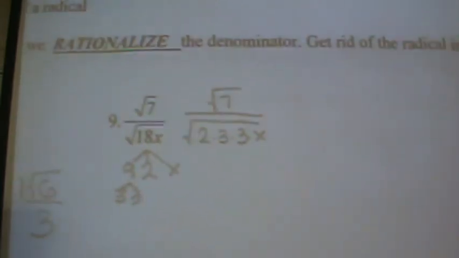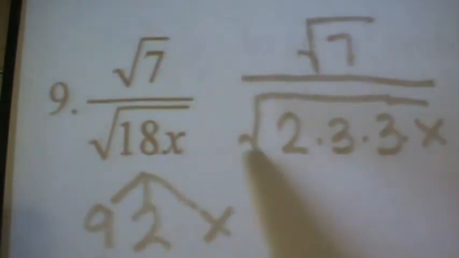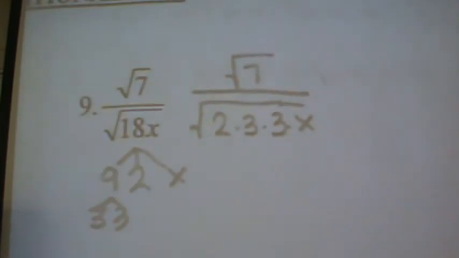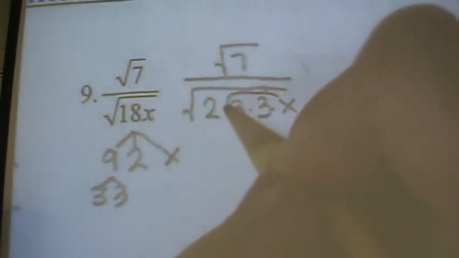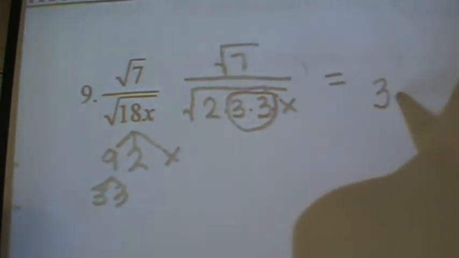So, with that in mind, back to this problem, let's go back to what we were doing. We took 18 and broke it up into 2 times 3 times 3 times x. Is there anything that can come out, since the index is a 2? Yep, you could take these 3's out. Now, what's the reason for taking them out?